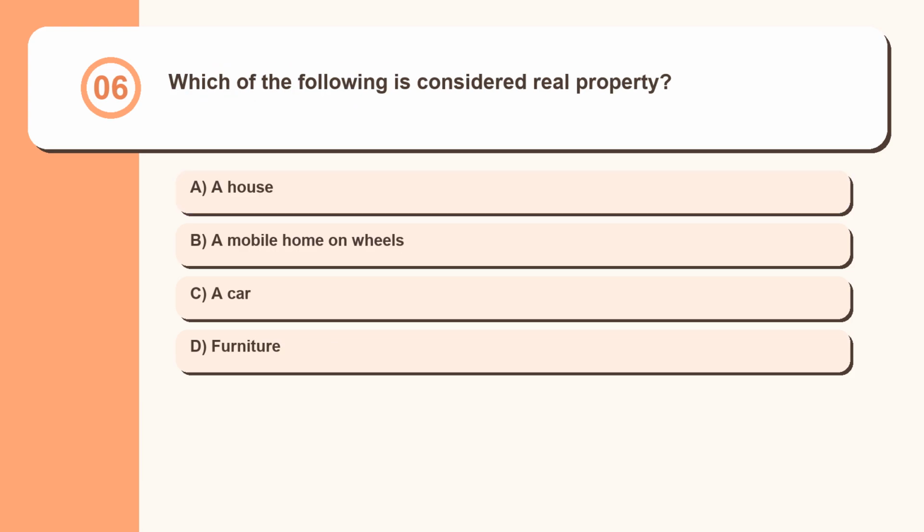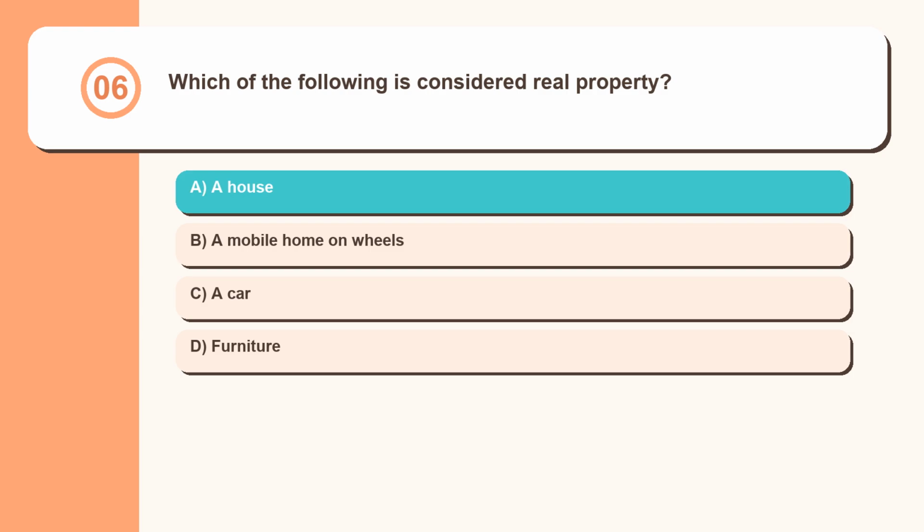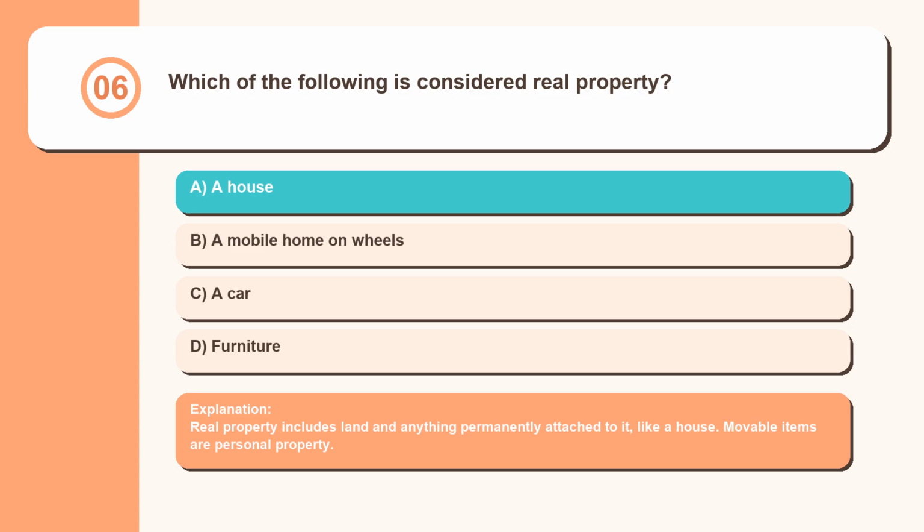Question 6. Which of the following is considered real property? A house, a mobile home on wheels, a car, furniture. Real property includes land and anything permanently attached to it, like a house. Movable items are personal property.